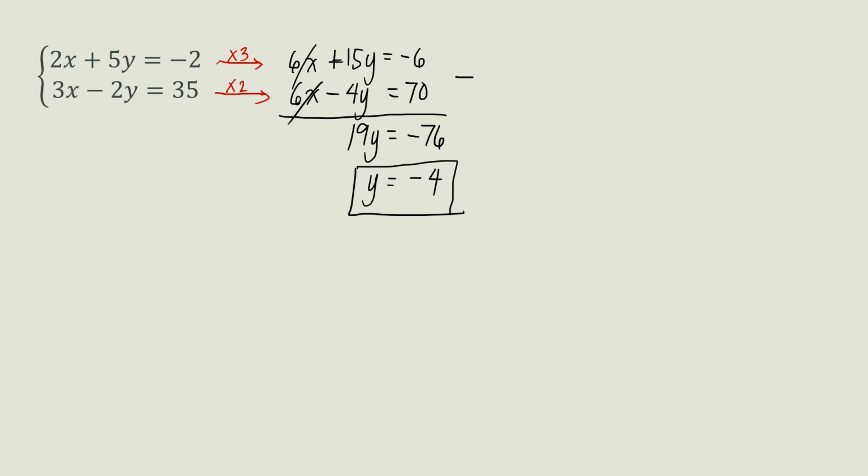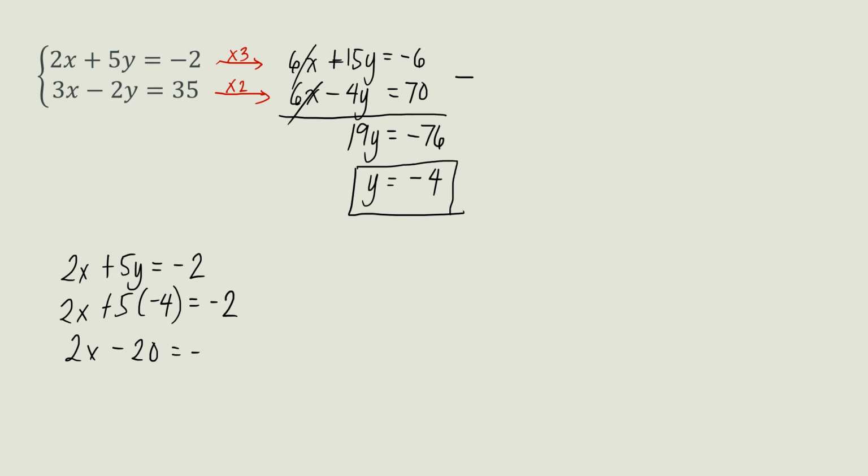Now that we have the value of y, we can go find the value of x. Again, you can choose from either the first or the second equation to substitute the value of y to find x. I'll choose the first one. So let's copy the first equation, which is 2x plus 5y is equal to negative 2. Plug in negative 4 for y. So you will have 2x plus 5 times negative 4, that is negative 20, is equal to negative 2. So 2x is equal to, transposing negative 20, 20 minus 2, which is 18. Divide both sides by 2, you will get x is equal to 9.